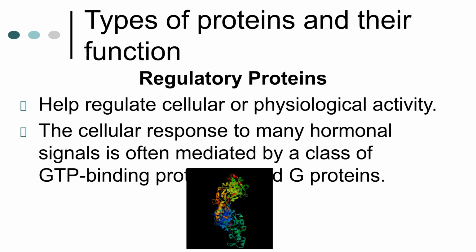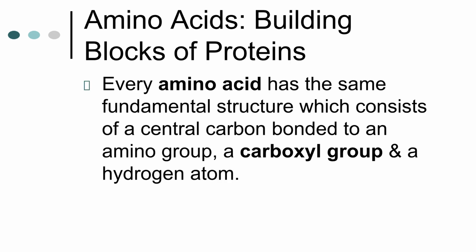Regulatory proteins help control cellular and physiological activities. G proteins, for instance, mediate the cellular response to many hormonal signals. Amino acids are the building blocks of proteins. They share a fundamental structure: a central carbon bonded to an amino group, a carboxyl group, and a hydrogen atom.